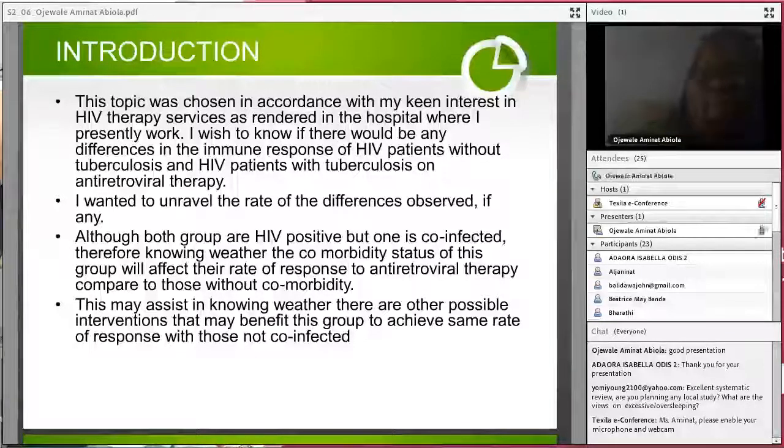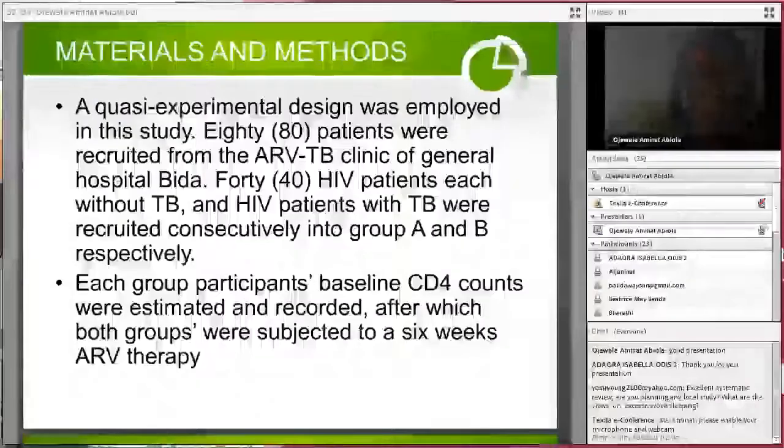The result of this study may assist in knowing whether there are other possible interventions that may benefit this group, that is the co-infected group, in achieving the same rate of immune response as those who are not co-infected.